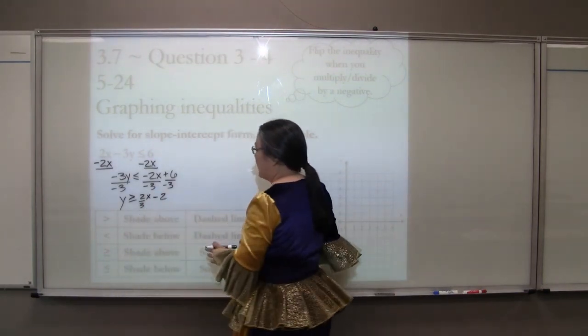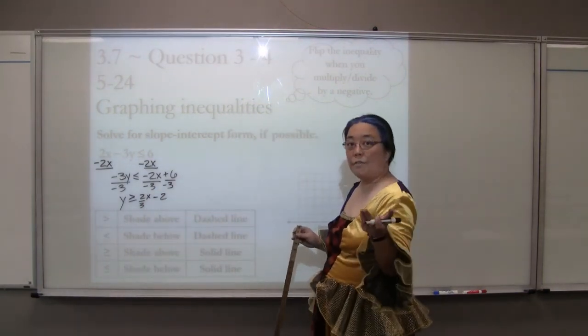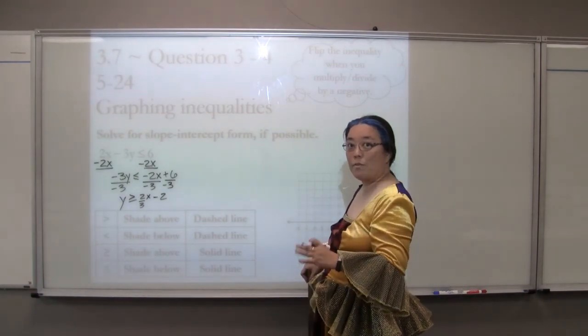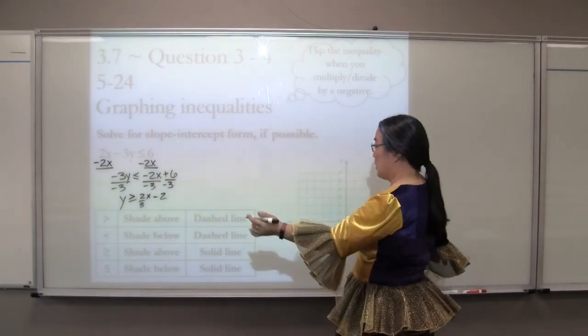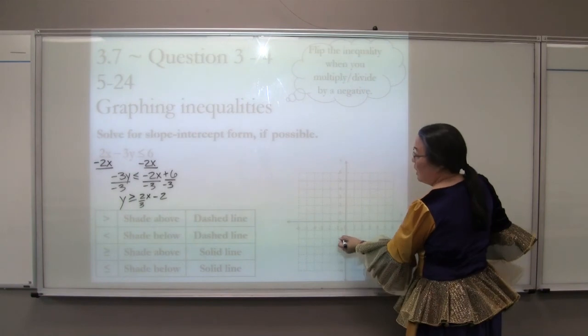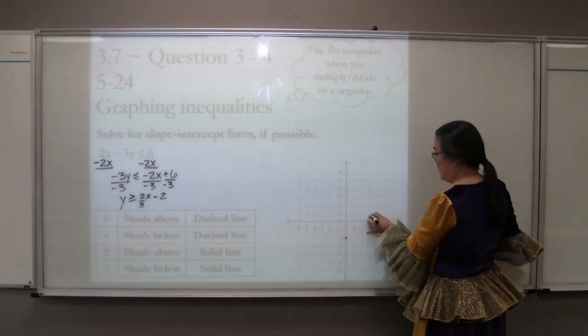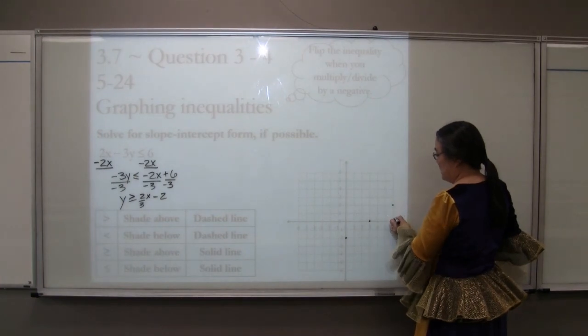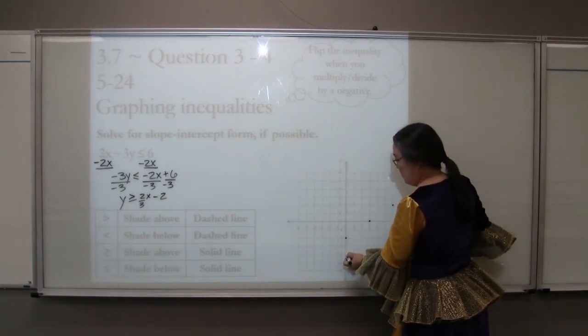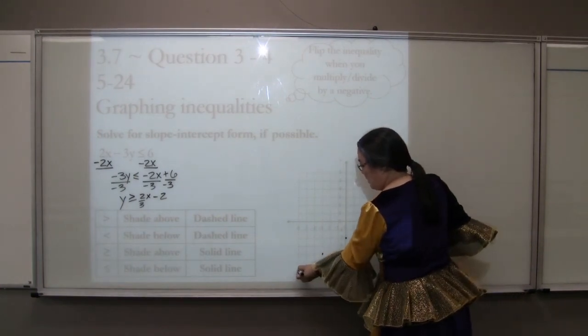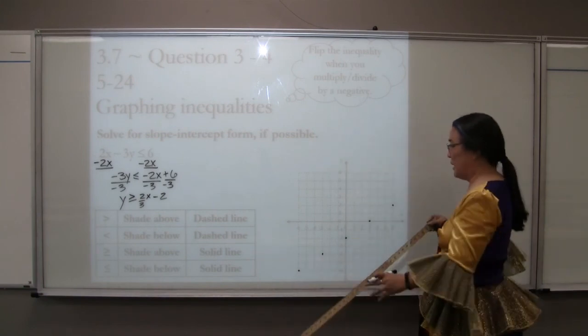Woohoo! All right, so just like graphing a line in slope-intercept form from a previous section, we're going to start off at -2. And we're going to count 2 over 3, which is up 2, right 3, make a dot. Up 2, right 3, make a dot. Down 2, left 3, and so on. That's where we're going to make our line.